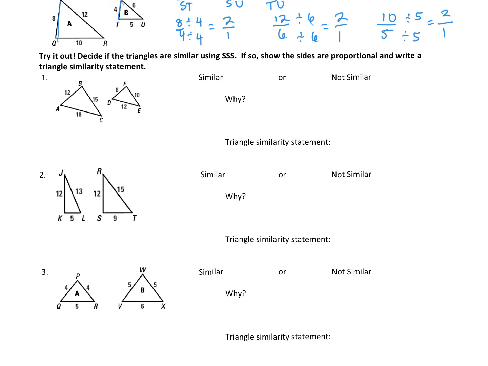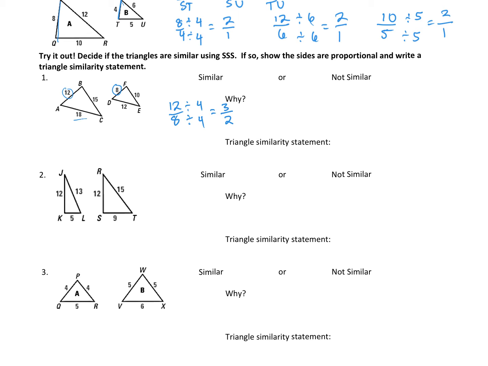Okay, let's try this out. Decide if the triangles are similar using side, side, side. If so, show the sides are proportional and write a similarity statement. So let's check here. We have 12 over 8. Those are the matching corresponding sides. Divide both by, say, 4. That's the same as saying 3 over 2.